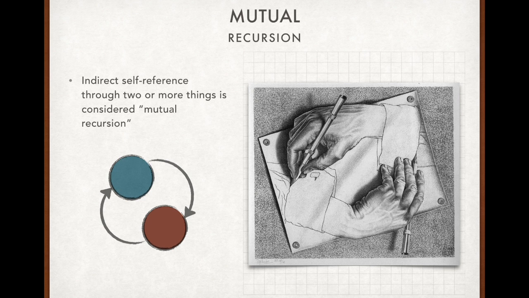There's also the idea of mutual recursion, where you're not directly referring to yourself, but you're referring to somebody else who refers to you. And that can be many levels deep, right? It can be 10 levels deep. I'm showing two nodes, you could have 10 nodes that refer to each other in different complicated ways.